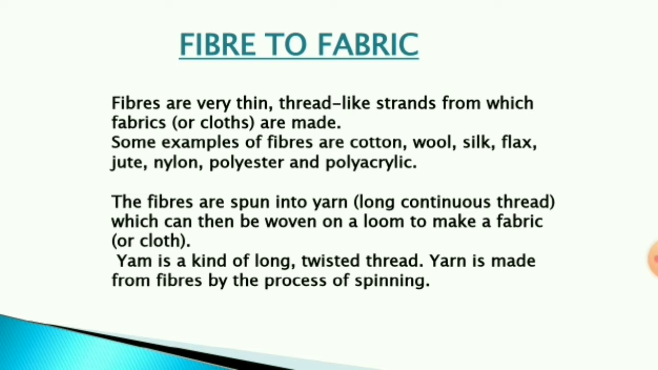Fiber to Fabric. Fibers are very thin thread-like strands from which fabrics or clothes are made. Some examples of fibers are cotton, wool, silk, flax, jute, nylon, polyester and polyacrylic. The fibers are spun into yarn, a long continuous thread, which can then be woven on a loom to make a fabric or cloth. Yarn is a kind of long twisted thread. Yarn is made from fiber by the process of spinning.